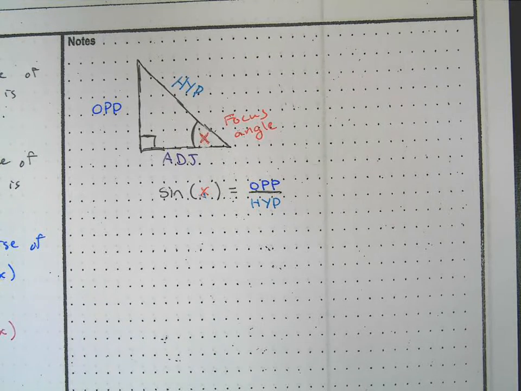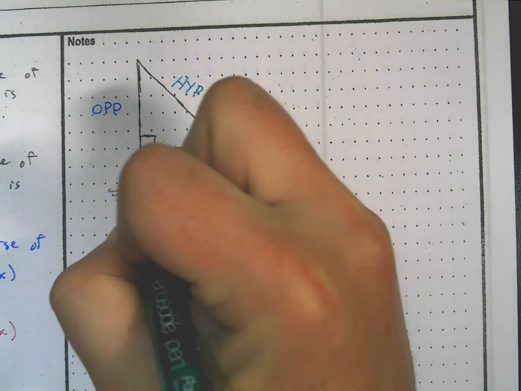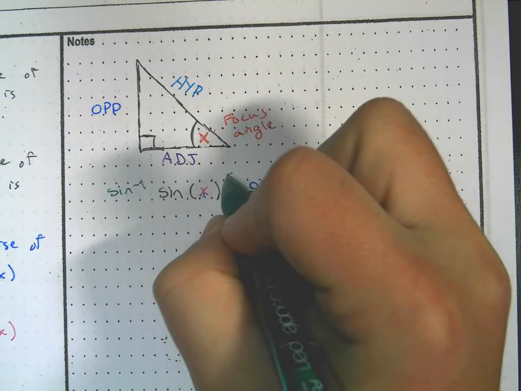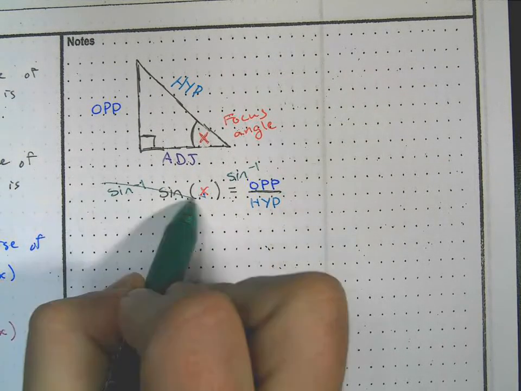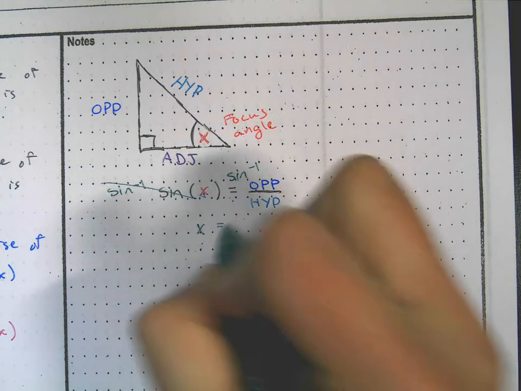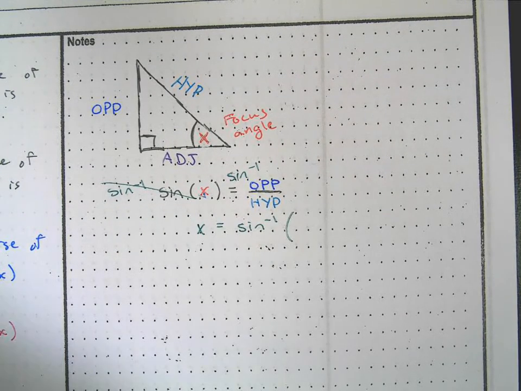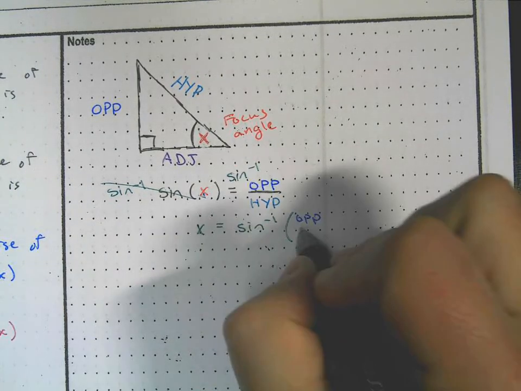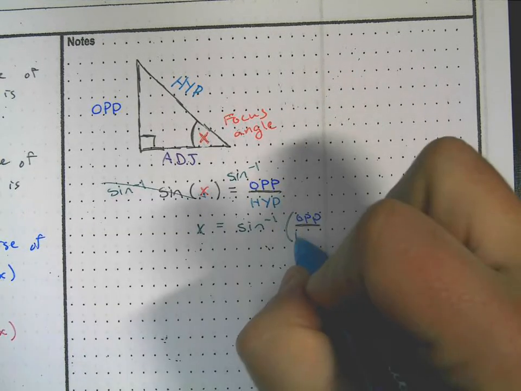So how we would do that is we would take the sine inverse of both sides. So I would say sine inverse undoes that sine. Whatever I do to one side, I do to the other. So I would do like that. These cancel, and I have x equals sine inverse of the opposite over hypotenuse.